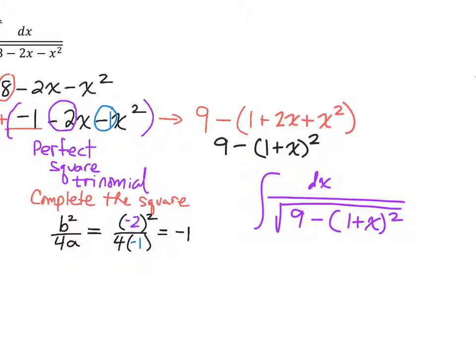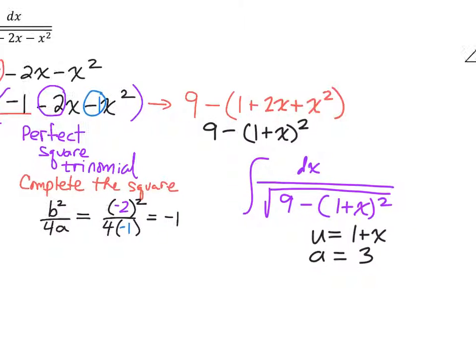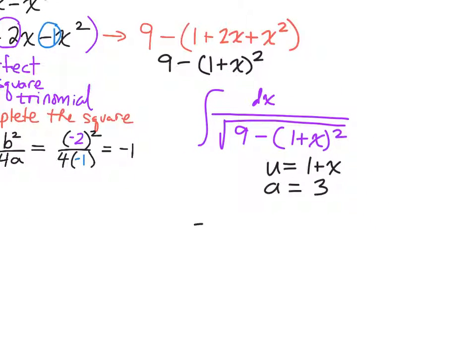So once I identify my u and my a, I'm done. The hard part is actually over. So the u is going to be 1 plus x, and the a is going to be equal to 3 because it's the square root of each part. And so my antiderivative is going to be the inverse sine of 1 plus x over 3 plus c.